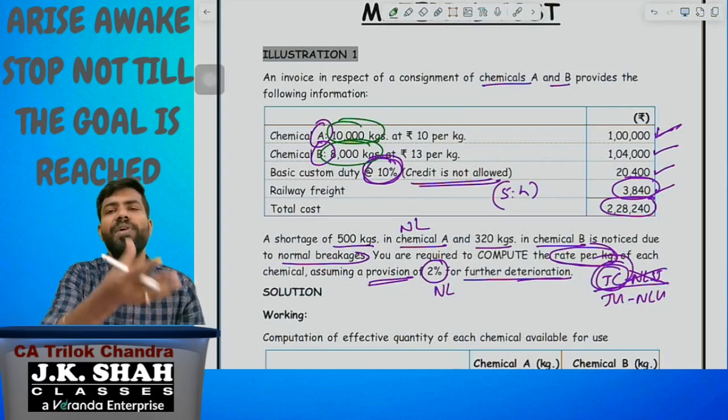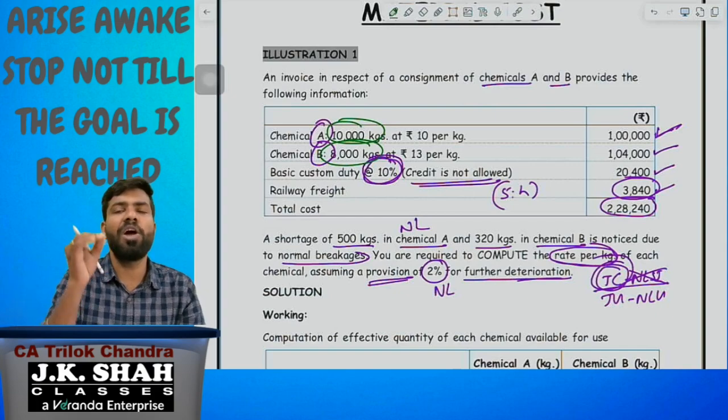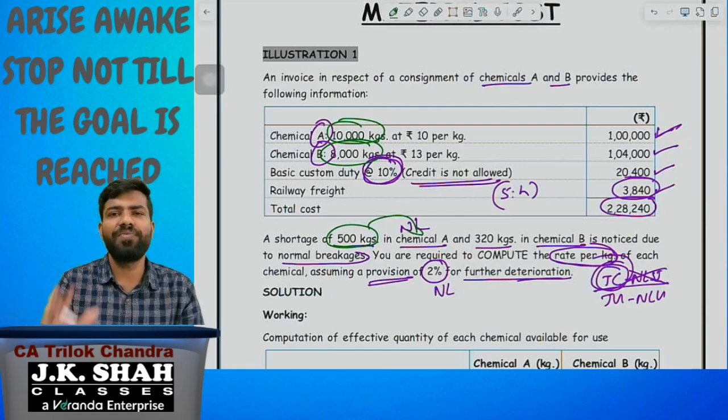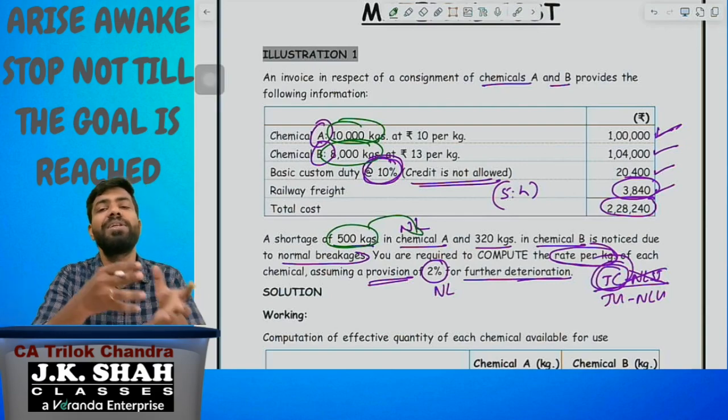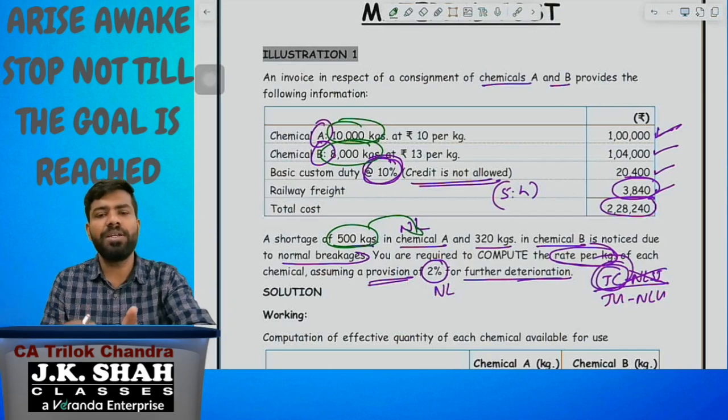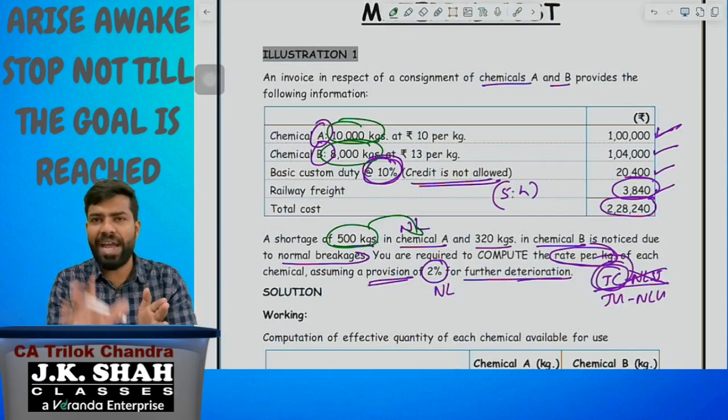Chemical A, totally we are getting 10,000 kgs. In that, loss identified is 500 kgs in chemical A. So 10,000 minus 500, 9,500 units has been received. 10,000 ordered, and through transportation, normal breakages identified is 500.